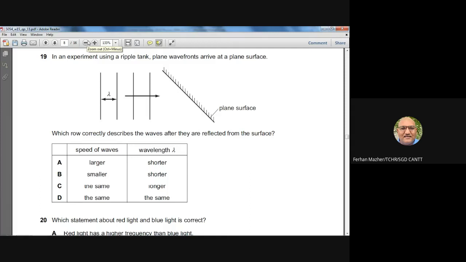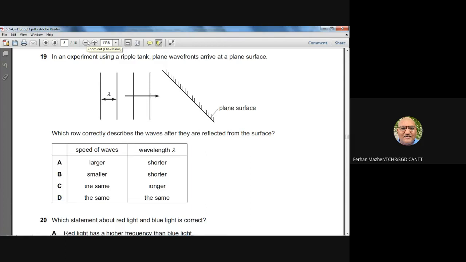When the water waves are reflected from a surface, their frequency does not change. Their wavelength does not change. Their speed does not change. Only the direction of their wavefronts changes. I'm talking about the reflection of the water waves, not the refraction.